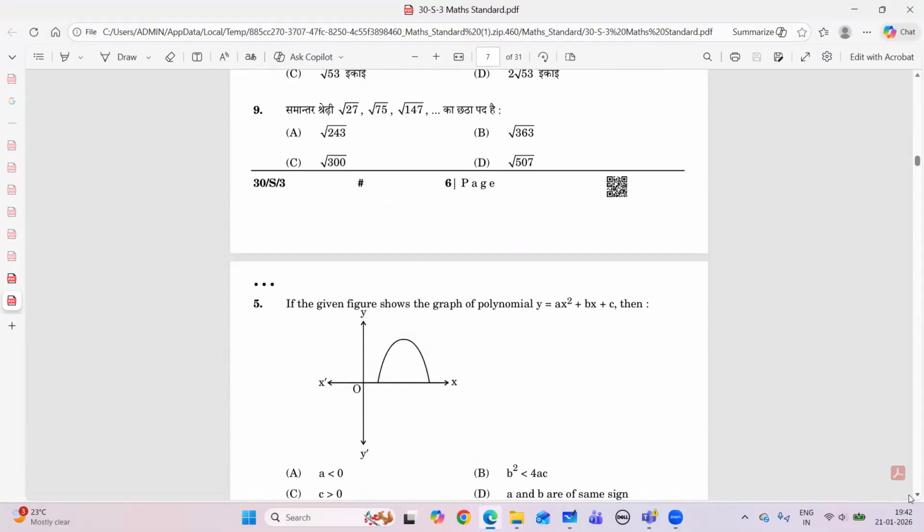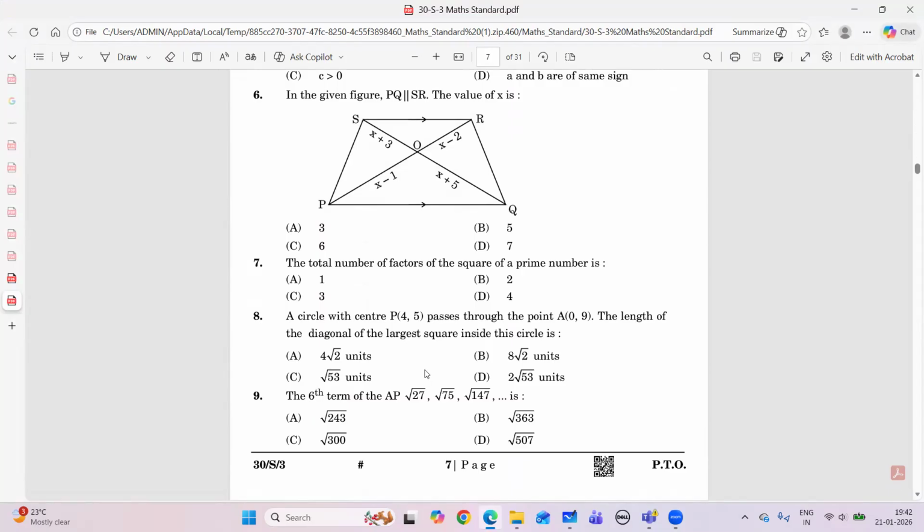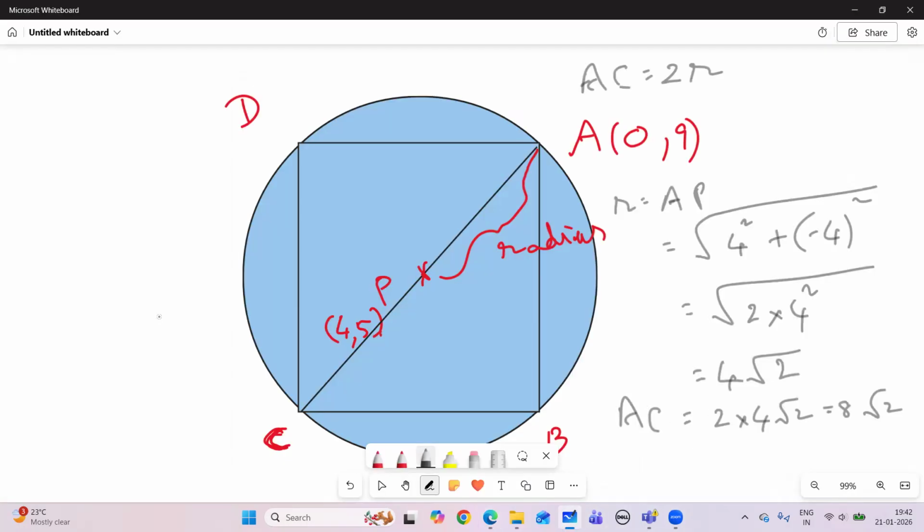This is 8 root 2. B is the answer. Choice B is the answer. Okay, let us look at the next question.